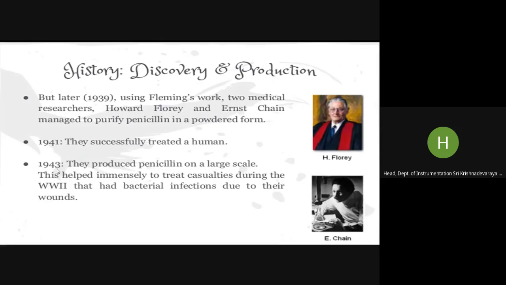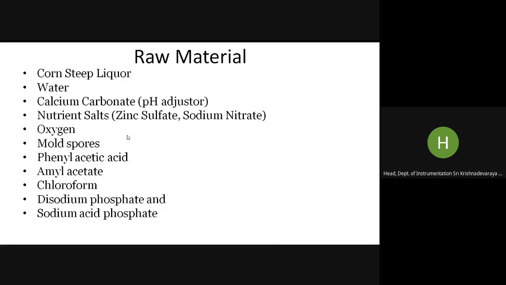So that led, in 1943, to penicillin being produced on a large scale, which helped treat many casualties with bacterial infections during World War II. If you briefly see, the raw material for penicillin production is corn steep liquor. Corn steep liquor is nothing but a solution with concentrated corn in it.